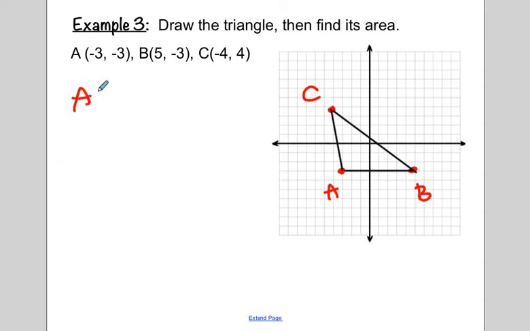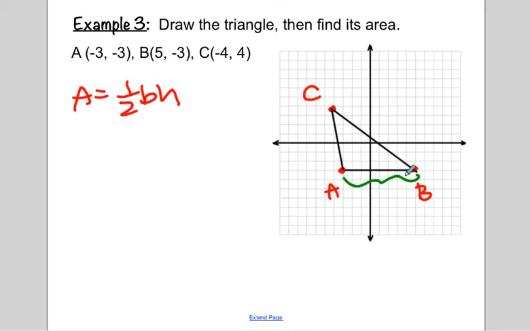Okay, so area equals 1/2 base times height. So I need to find the base, which I can actually count out. It's a nice straight line. So 1, 2, 3, 4, 5, 6, 7, 8. So I have that the base is 8. And then I need to find this distance right here, because that would be the height of my triangle. This would be my height. Got to come down at that right angle. So 1, 2, 3, 4, 5, 6, 7. So I have that the height is 7.